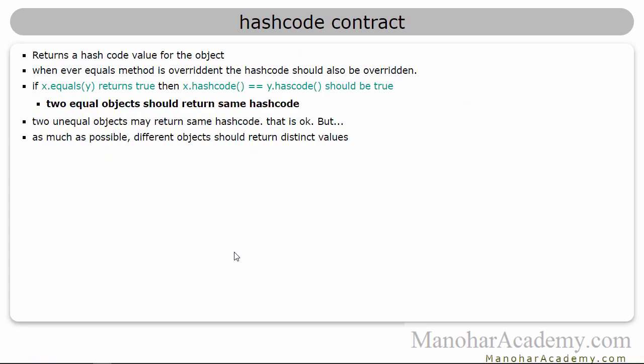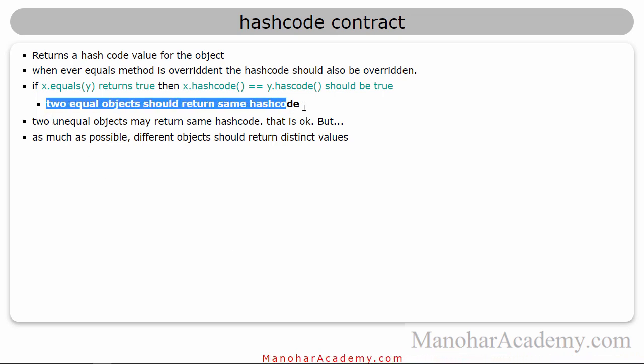Also, hashCode has a contract. That is, whenever two objects are equal, they should return the same hash code. It is very important. Whenever you are overriding the equals method, you have to override the hashCode method in order to obey this particular contract. That is, if two objects are equal, then they should have the same hash code.